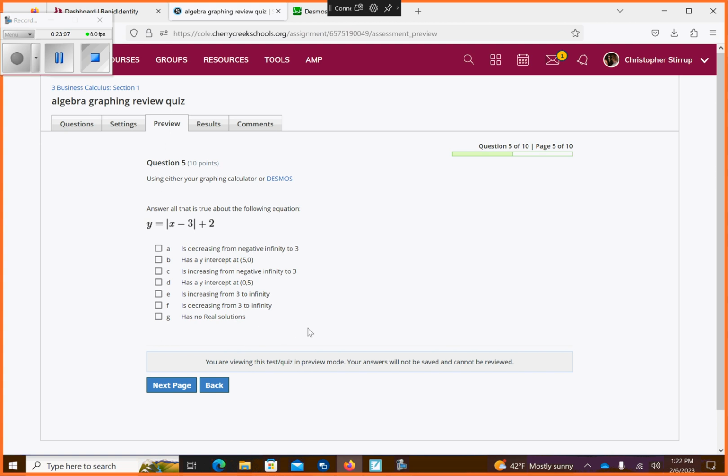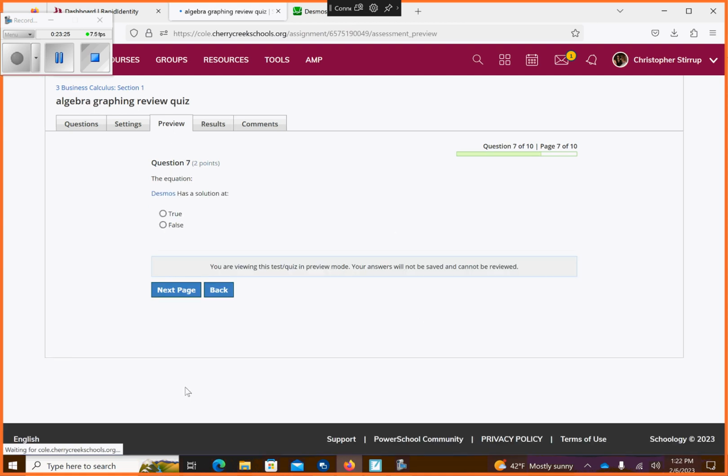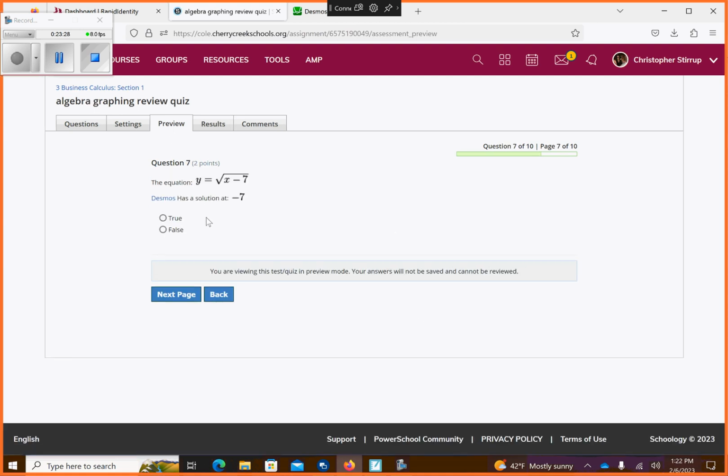Make sure if you missed one that was correct, you're going to lose a little bit of the points. So this is a 10-point problem, it says so. Then the next one, you're matching the correct domains with each of these. So again, I graph them on Desmos, verify which one works. And then verifying if this is the solution or not. Solution is another word for solution in math, where it crosses the x-axis.